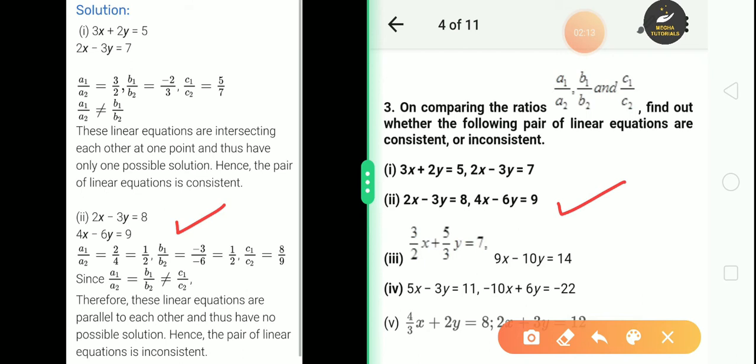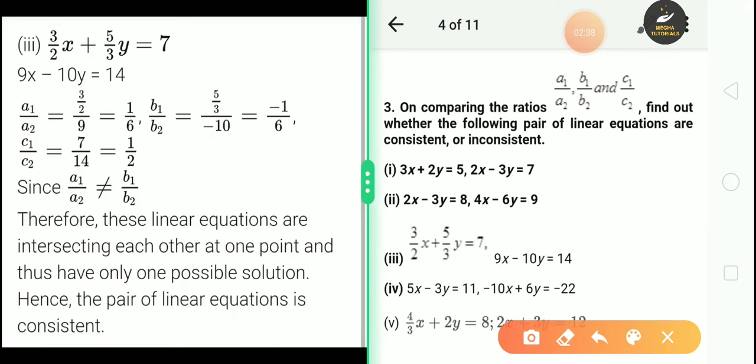Therefore, we can write that the given pair of equations represents parallel lines. Therefore, we will not get any solution. Therefore, the pair of linear equations is inconsistent. So this is the solution for question 2. Now please check question 3.